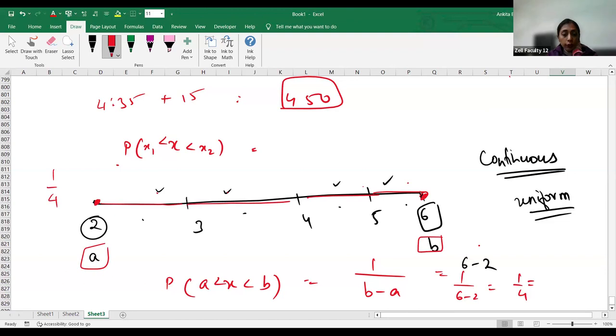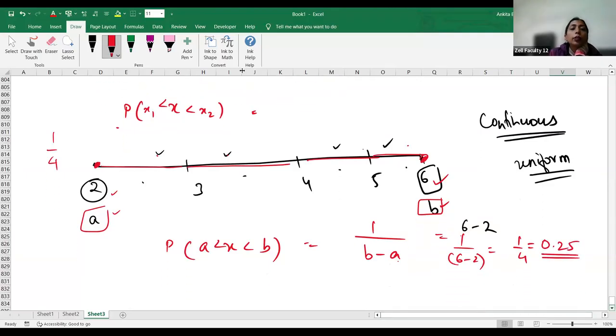How can you do it using a formula? You can see that 6 is your B and 2 is your A. So you will do 1 divided by B minus A, which is 1 divided by 6 minus 2, that is 1 by 4, which is 0.25. So 0.25 is the probability between each of these variables. Okay, this is the continuous uniform distribution.